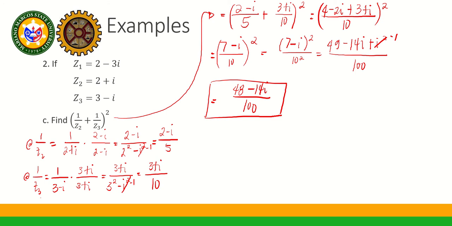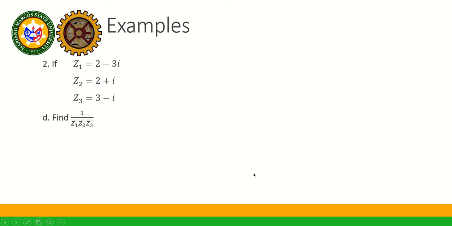Okay, let's try the next example. We have 1 over z sub 1, z sub 2, z sub 3 bar. So first, what we will do is get the product of the complex numbers here, and then get its complex conjugate.